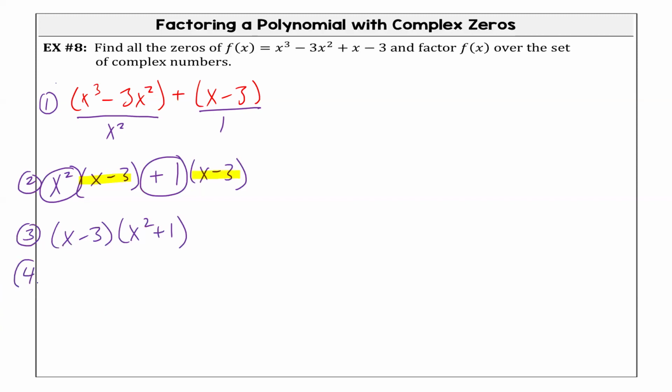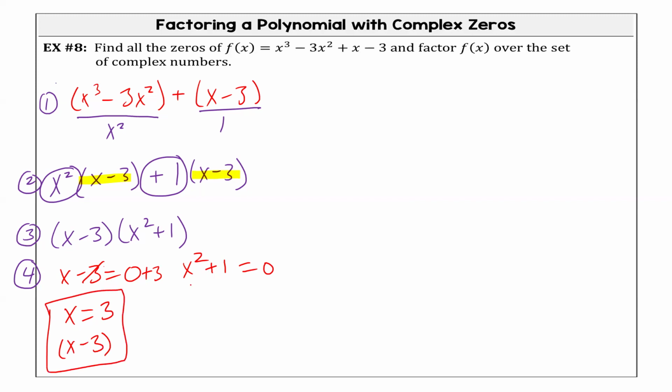Once you've factored it out, to find your zeros, you set each factor equal to 0. So we have x minus 3 equals 0, and we have x squared plus 1 equals 0. On the first one, what do we do to get x by itself? We add 3, so therefore x equals 3. Agree? And the factored form of that is x minus 3. Okay, that one's done.